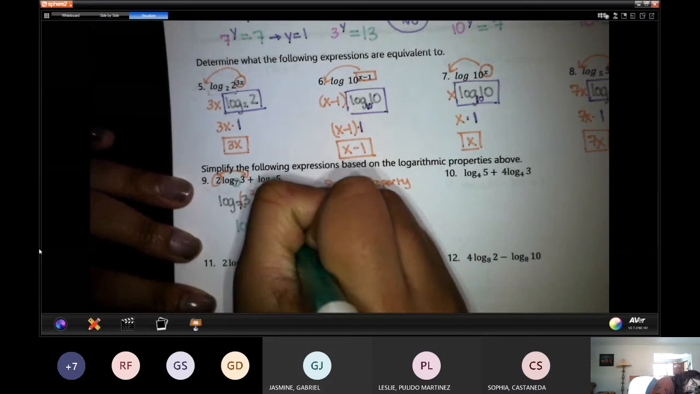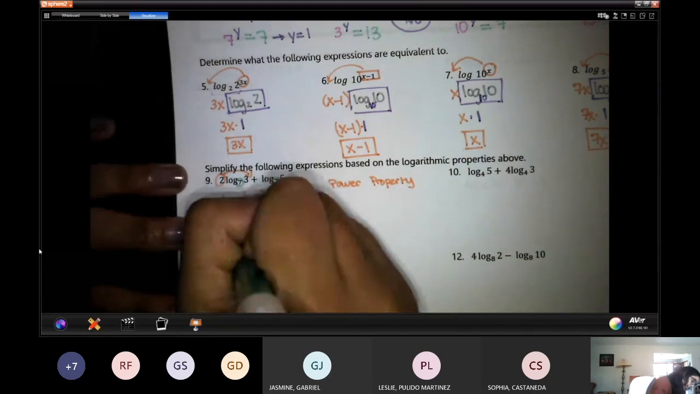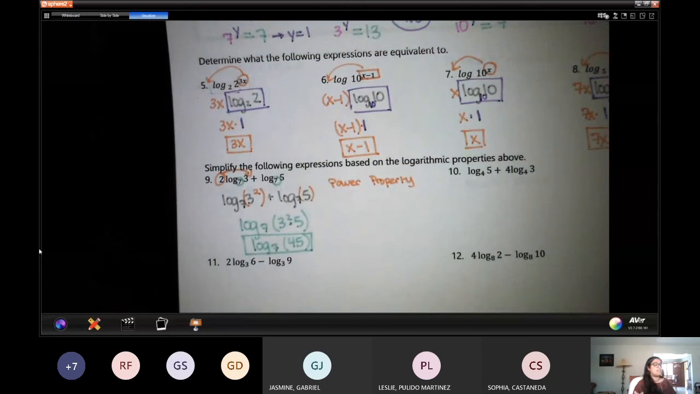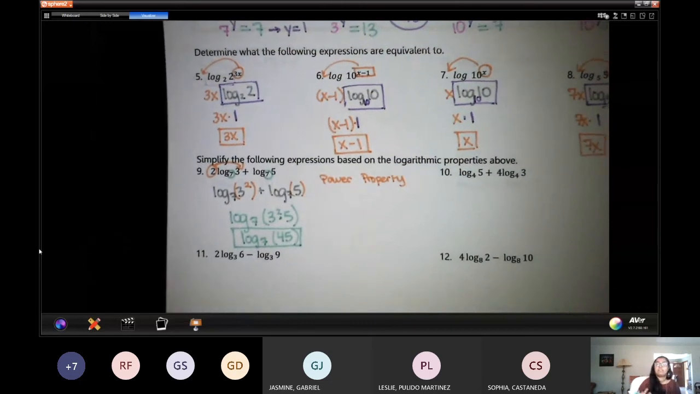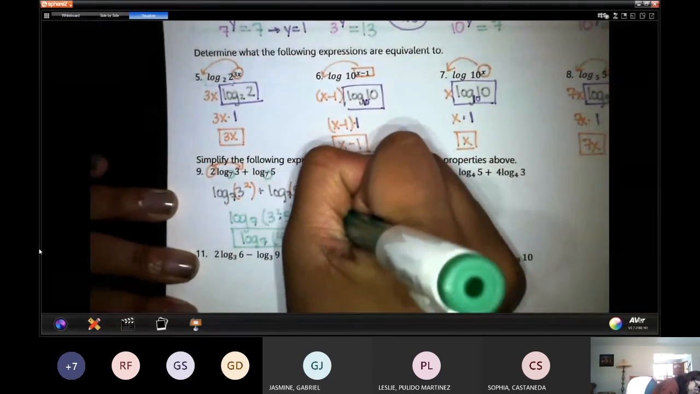So there we have it right here. Does that make sense? And that would be our final answer. So basically, we are trying to make them into the smallest answer possible. Think of it as simplifying. We're using our log rules to simplify. And of course, this is called the product property. I should have written that.